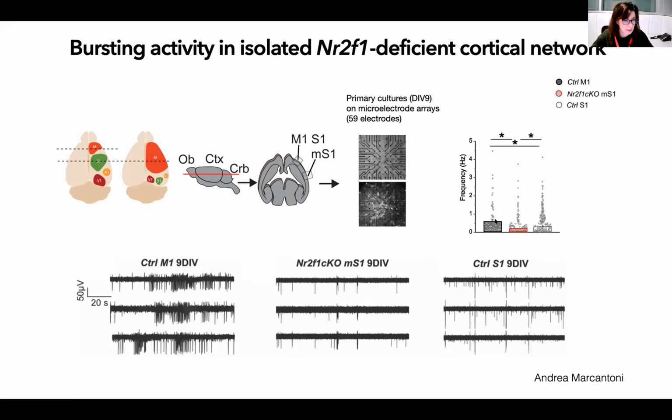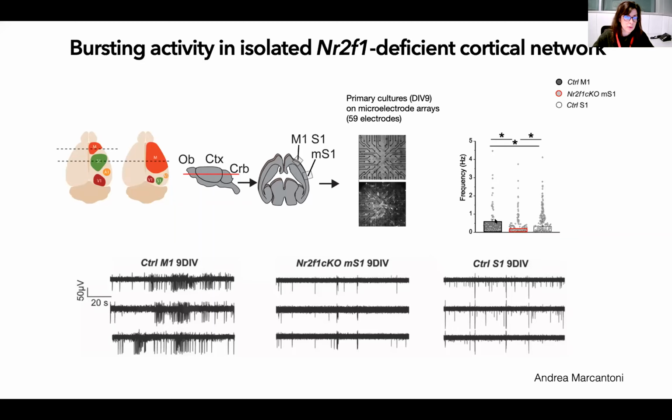But when we analyzed carefully some properties, such as the response to hyperpolarization, we observed that both motor as well as somatosensory neurons in control mice were displaying a SAG response after hyperpolarizing current steps, but mutant neurons that were deficient in NR2F1 and were in a cortex that is abnormally patterned, we're losing this SAG response. You can see the quantification here.